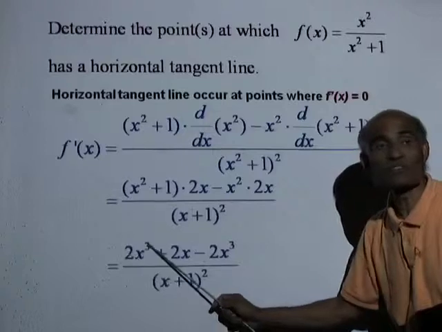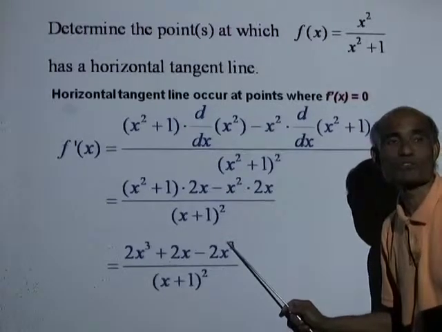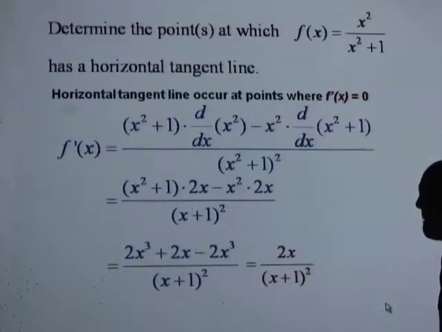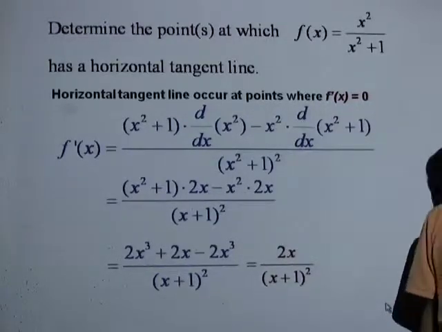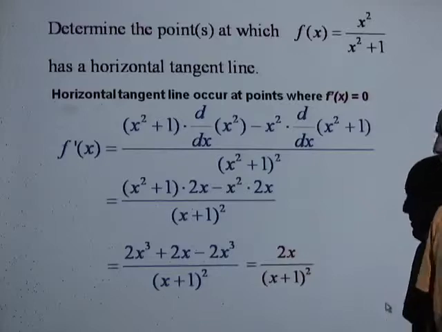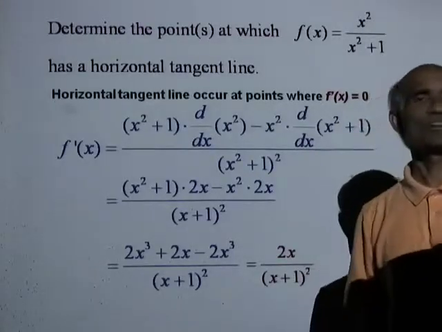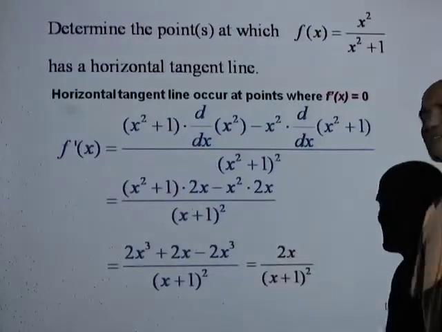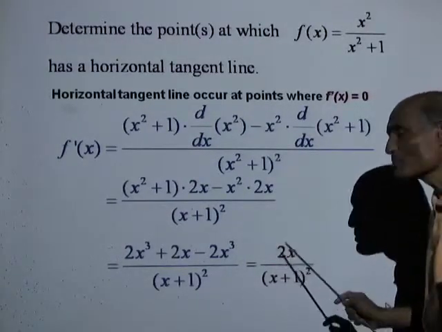On the numerator, 2x cubed minus 2x cubed goes, and that will be 2x divided by x squared plus 1, all squared. Alright, can you tell me, looking at this, what is the x value at which this slope or this derivative is 0?